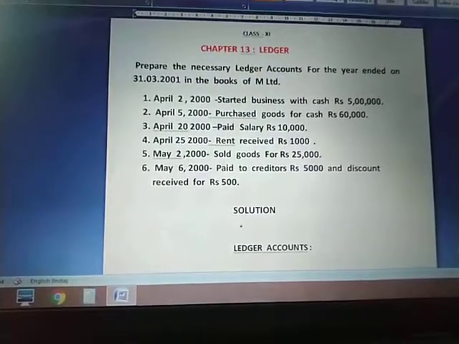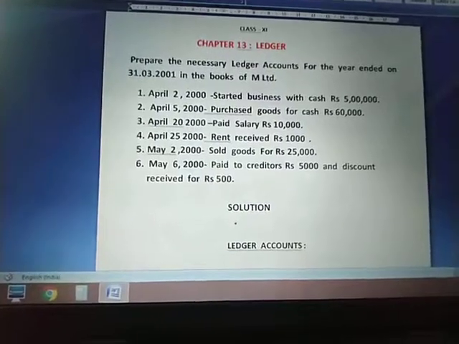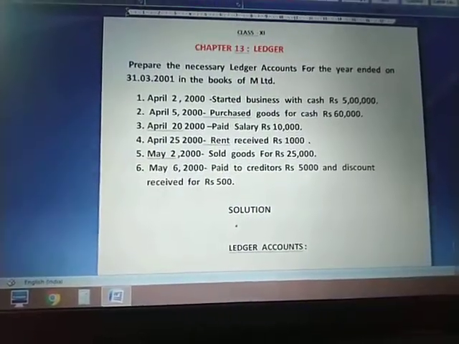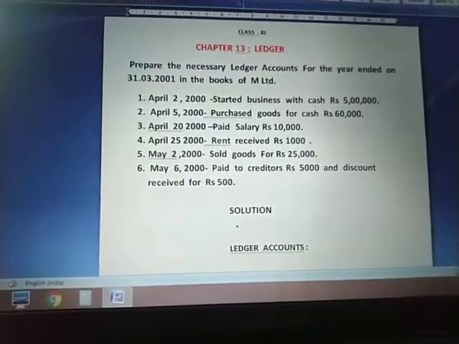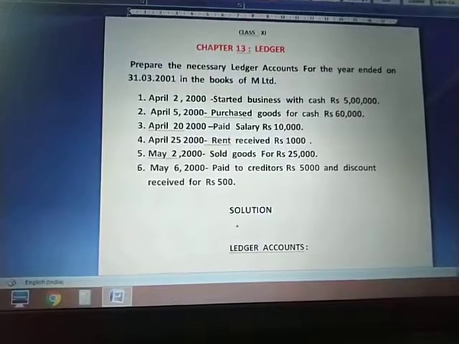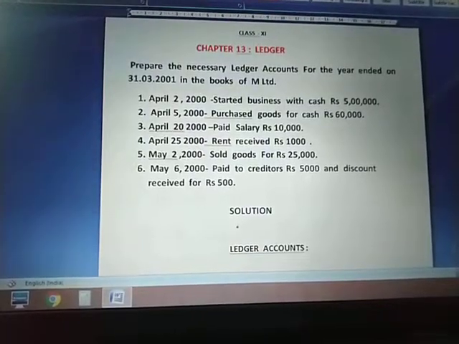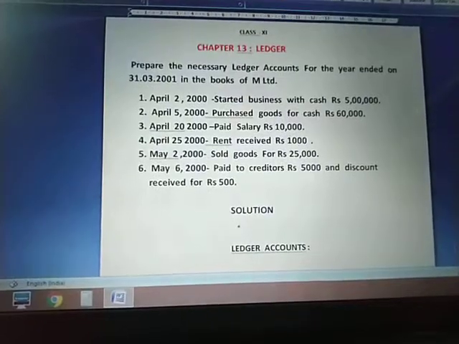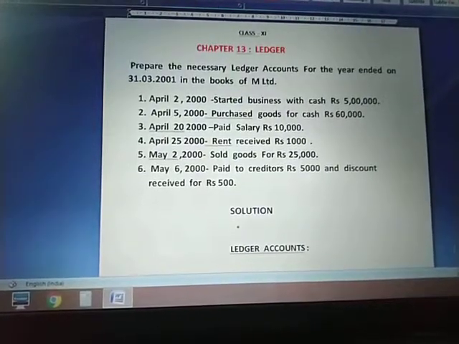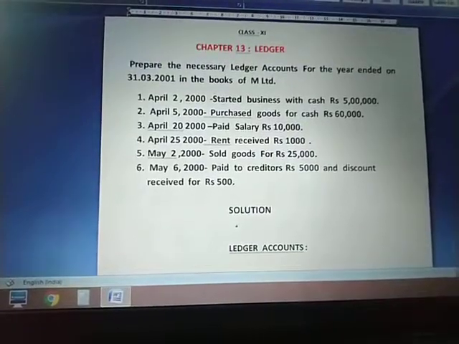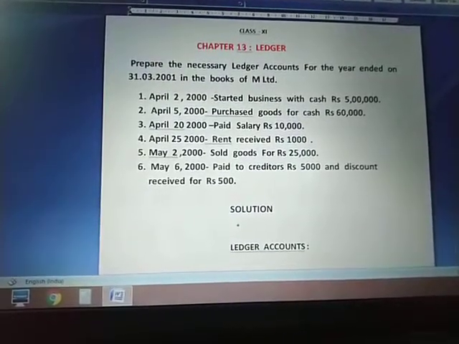So first entry will be cash account debit to capital 5 lakh. Then purchase goods for cash will be purchase account debit to cash. Then paid salary journal entry will be salary account debit to cash. Rent received, cash account debit to rent received account. Sold goods for rupees 25,000, that means cash account debit to sales.